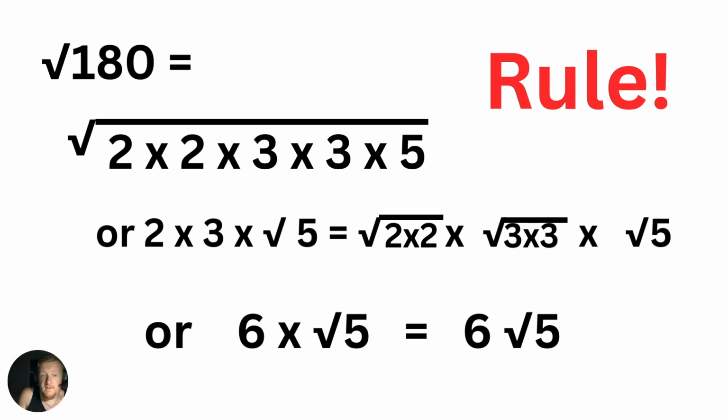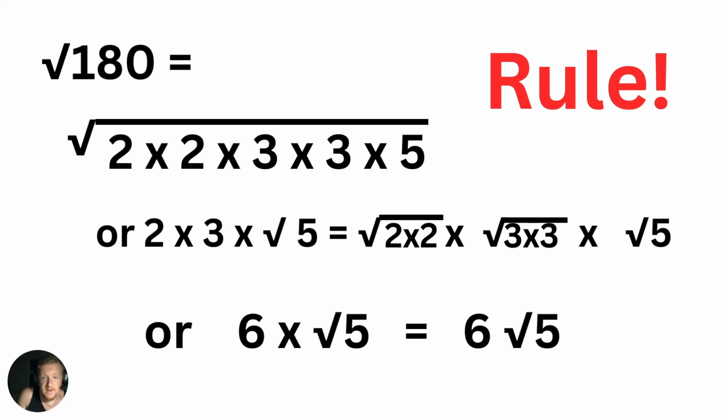Square root of 5 cannot be simplified any further because it's a prime number. We could also do it the other way as square root of 2 times 2 times the square root of 3 times 3, and then times square root of 5. Or the simplest way to do that is to do just 6 root 5.